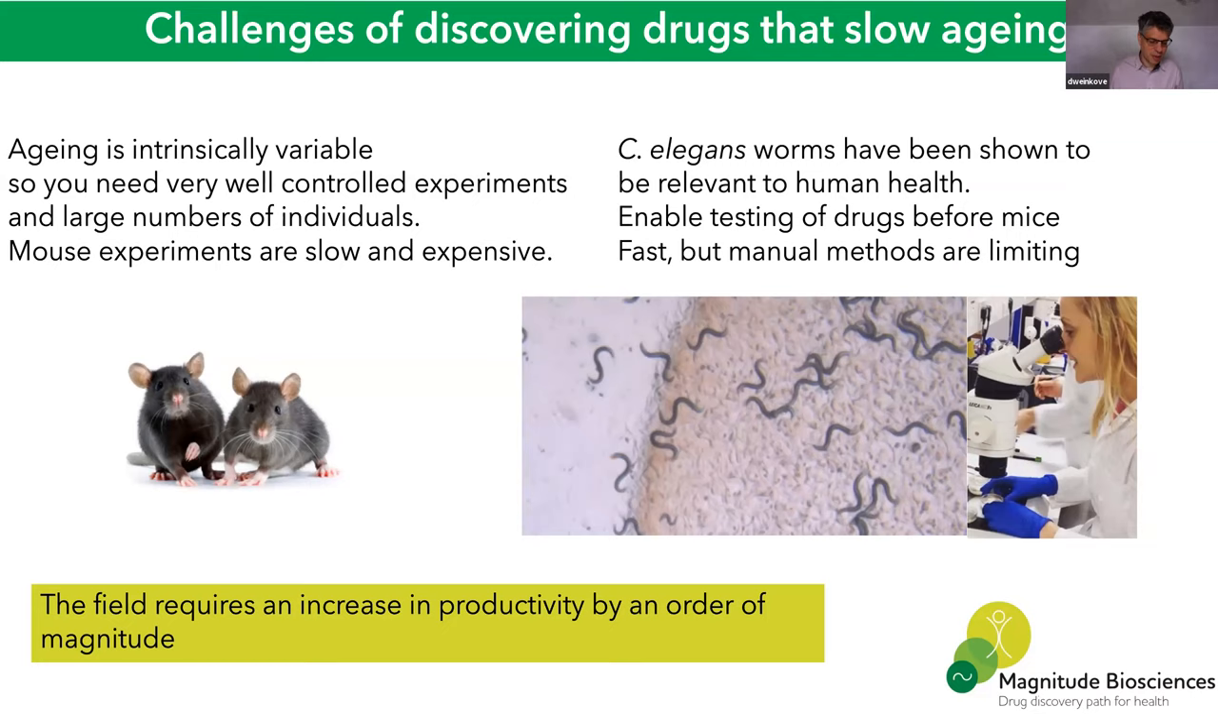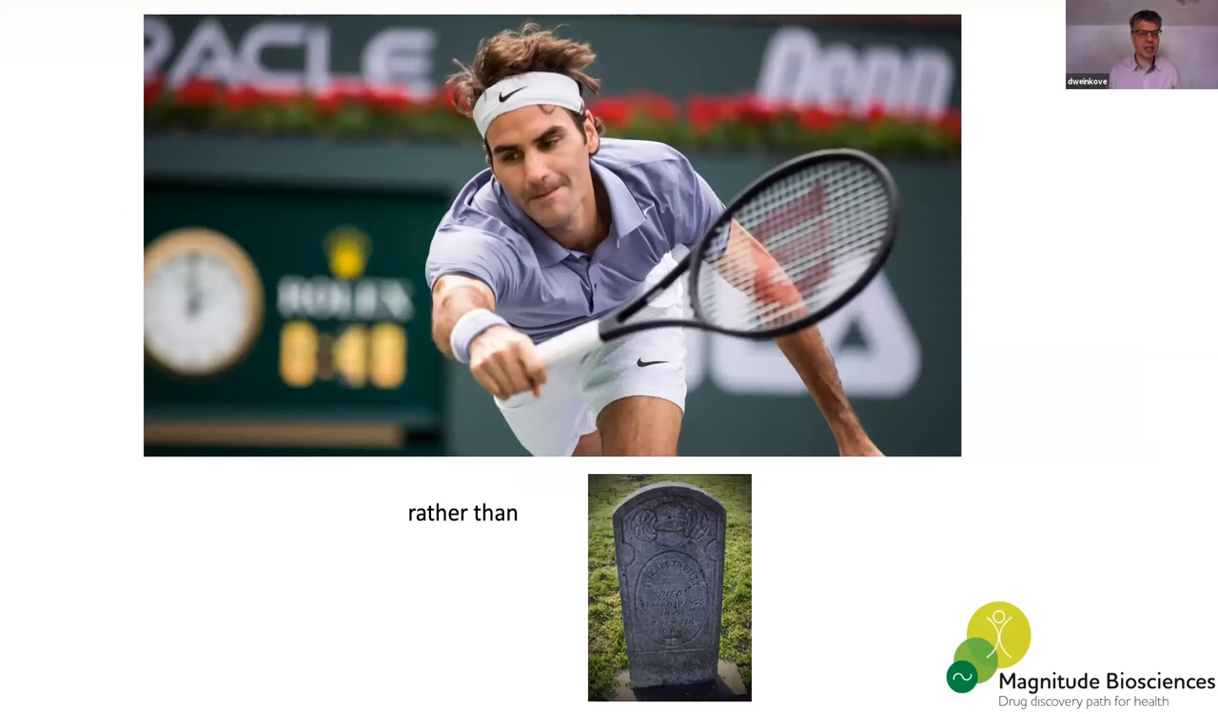A number of the things that worked in C. elegans have been shown to work in mouse models, and potentially they enable testing of drugs before going to mice. It's fast, but the manual methods are limiting. Doing a lifespan experiment is slow and tedious, and requires a high amount of training. So we were interested more in health rather than death. Why is it that Roger Federer is still playing tennis, rather than the death rate?